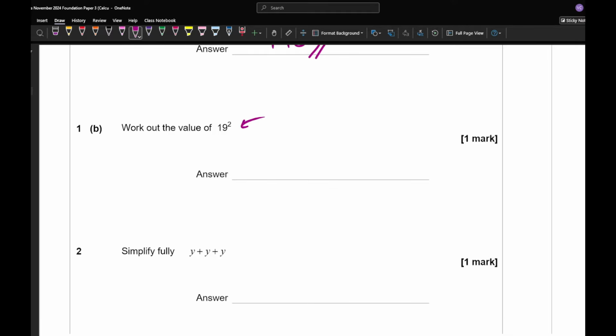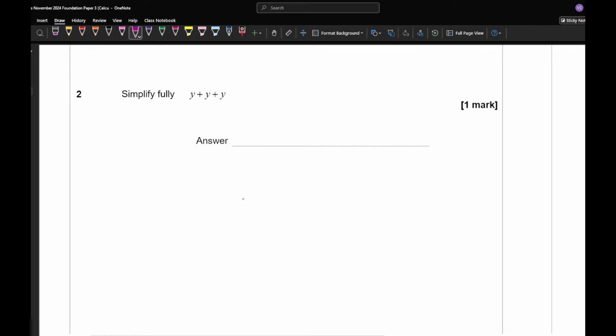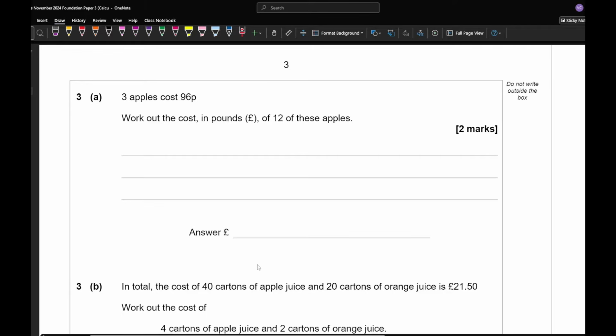So again, in your calculator you can just type in 19 squared, or alternately do 19 times 19, which should give you an answer of 361. For question 2, it says simplify y plus y plus y, which should give us an answer of 3y. Moving on to question 3, it says 3 apples cost 96 pence. Work out the cost in pounds of 12 apples.